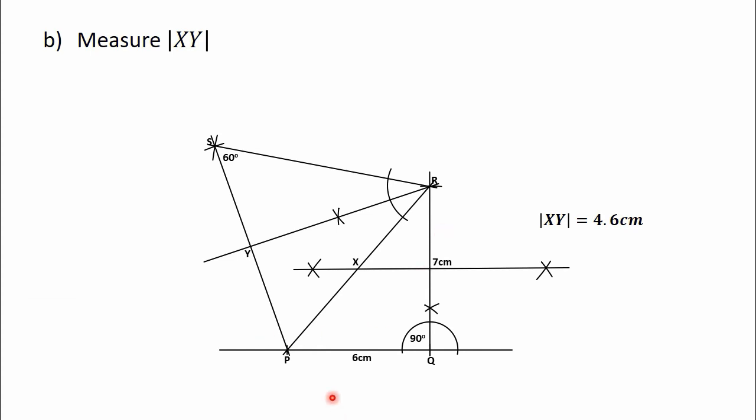We started the solution in the previous video by constructing the quadrilateral PQRS. In this video, we constructed the perpendicular bisector of the side QR, and this perpendicular bisector met the diagonal PR at point X. We also constructed the bisector of the angle PRS, and this bisector met the side PS at Y. Then we measured the length of XY, which gave us 4.6 centimeters.